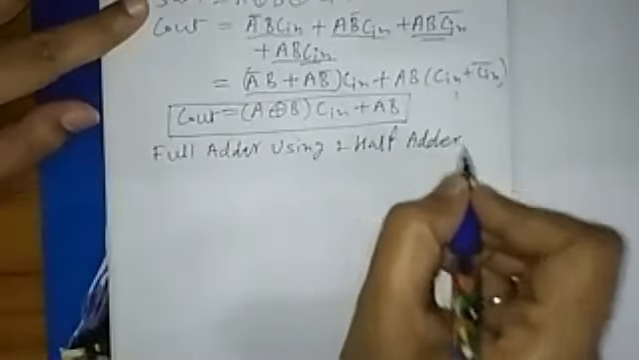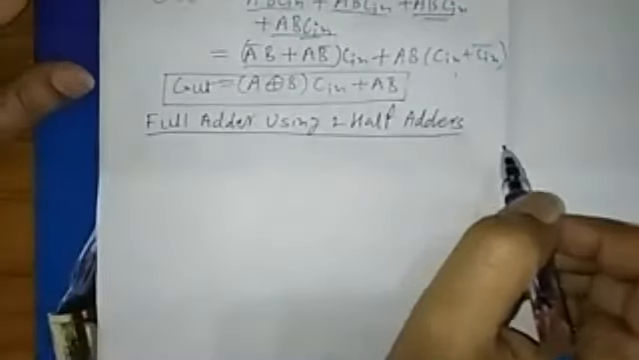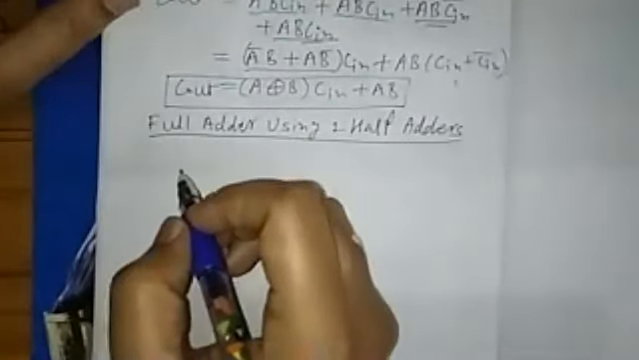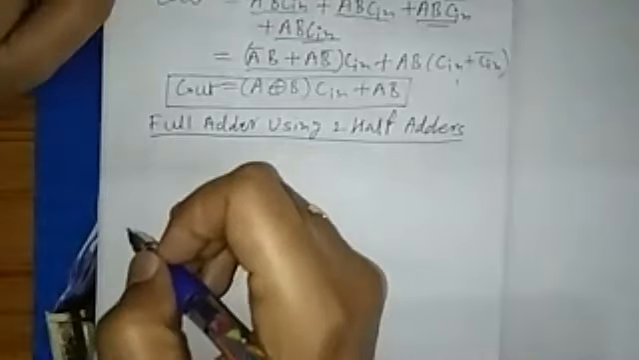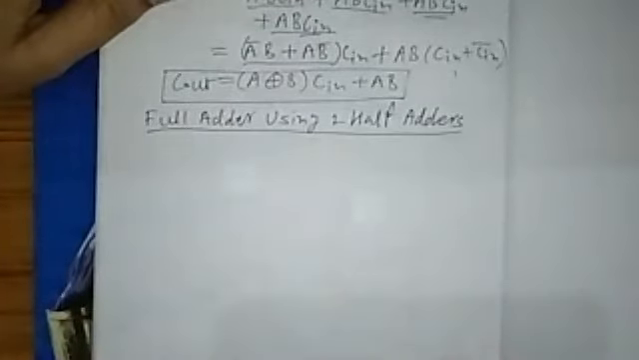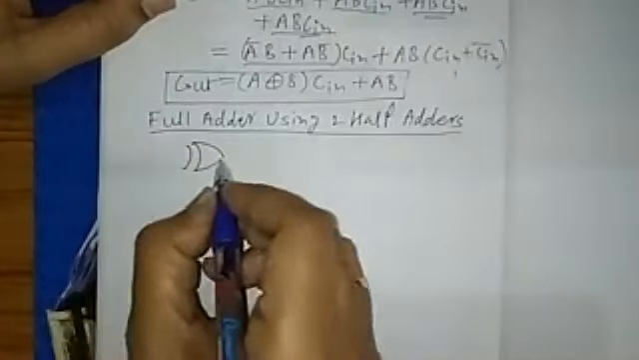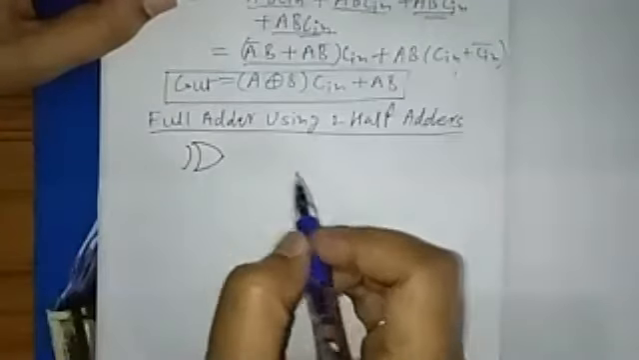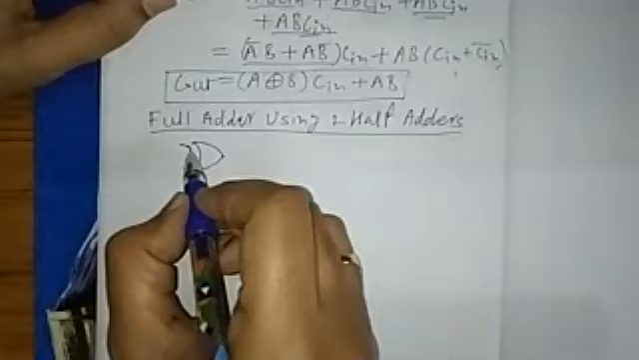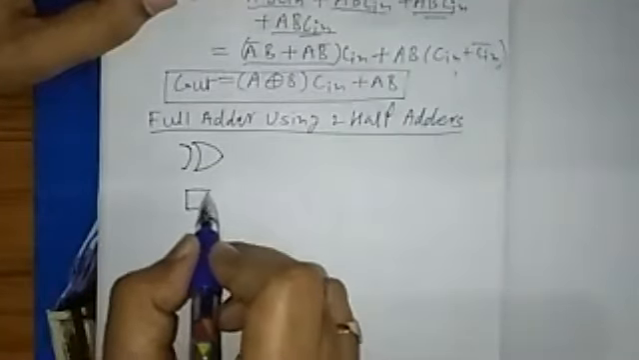This type of sums they have asked sometimes: implement a full adder using 2 half adders. In that case, first, you know that a half adder is an XOR gate and an AND gate. Okay, a full adder is implemented with XOR gates. For that I will put the XOR gate expression. This is one XOR gate, and then this is an AND gate. This is a half adder.